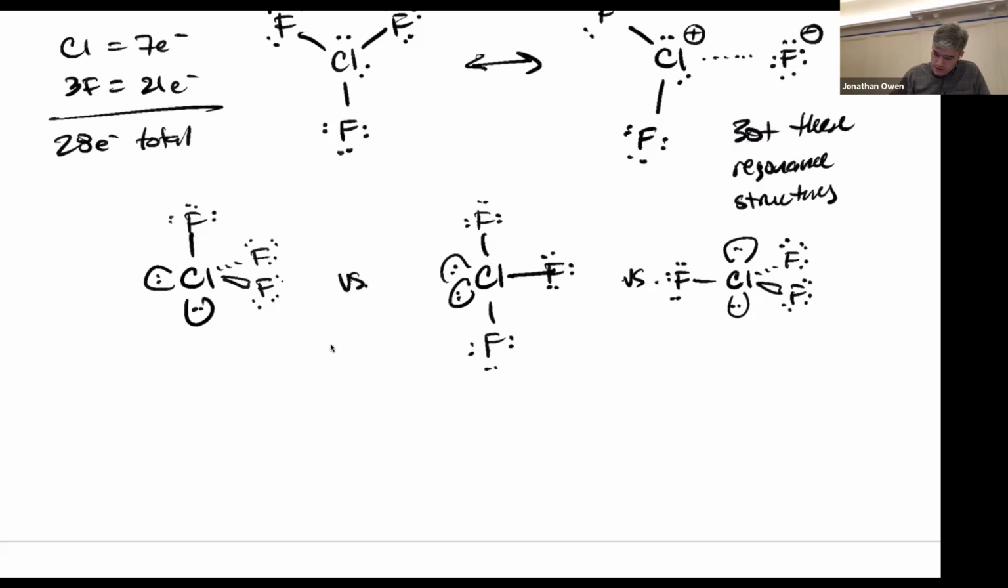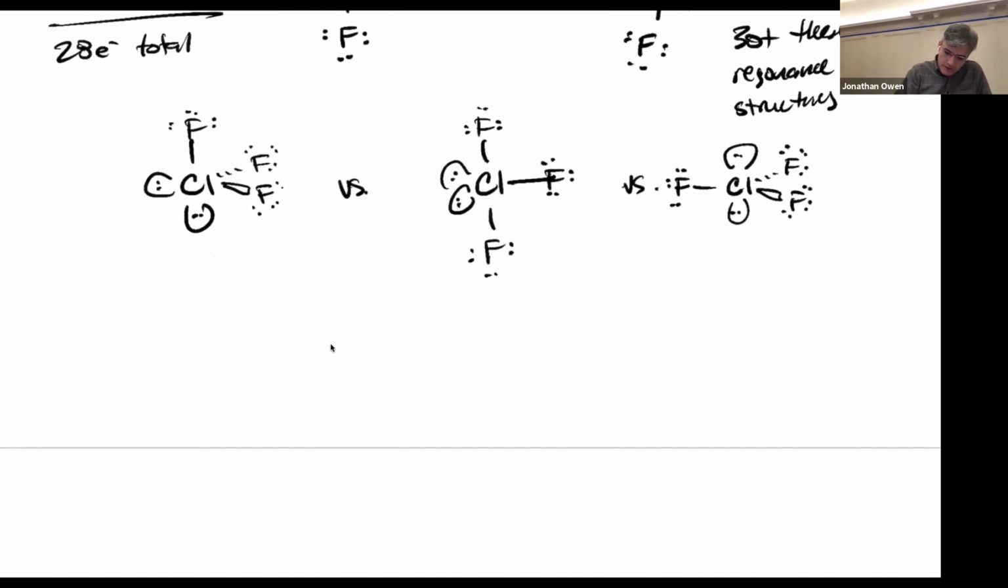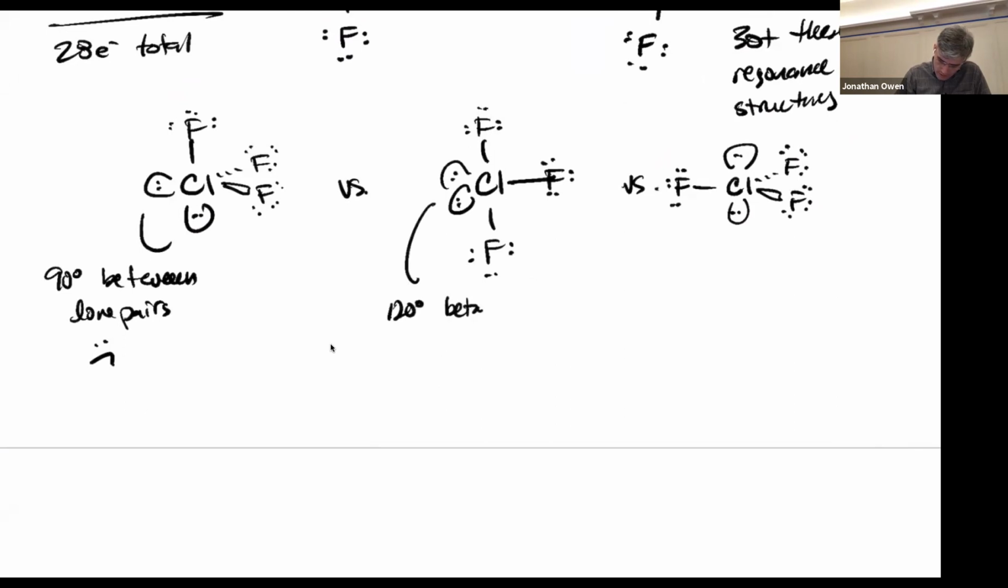So which of these is the best? Well, one thing to consider is the fact that we have a 90 degree angle between our lone pairs. That's bad. Here we've got 120 degrees between lone pairs, and we have four lone pair bond pair interactions at 90 degrees. Each one of these is a 90 degree lone pair bond pair interaction, two for each fluorine.